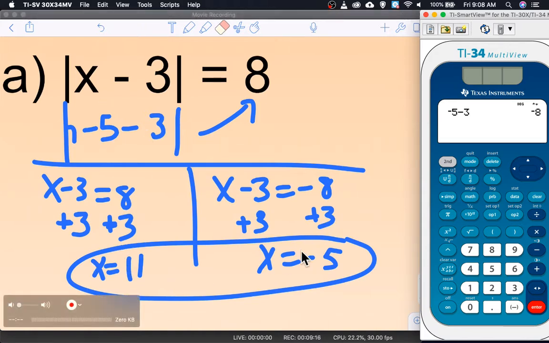Notice that it's not just the same number. It's not just like positive 5 and negative 5, or positive 11 and negative 11. Most of the time when you're doing a more complex equation, it will be two separate numbers.